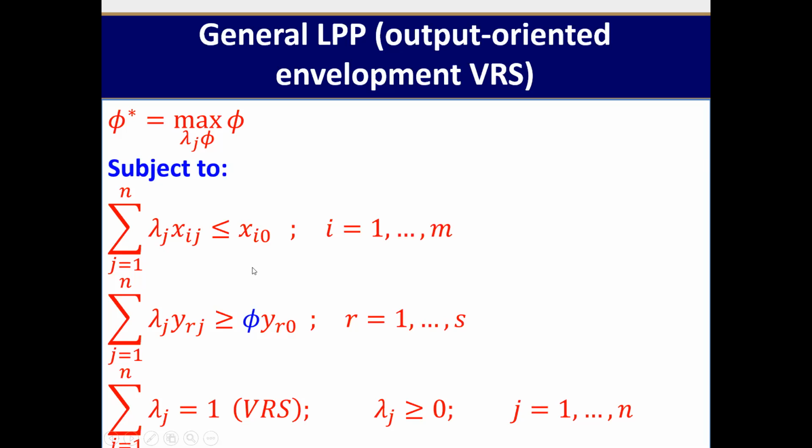Now, Dinah explained that because we are dealing with output orientation, the phi must always be attached to the output. If we are dealing with input orientation, the theta will be attached to the input. The constraints will all remain the same, but you just move the phi and change it to theta and give it to x here for it to become an input-oriented model.